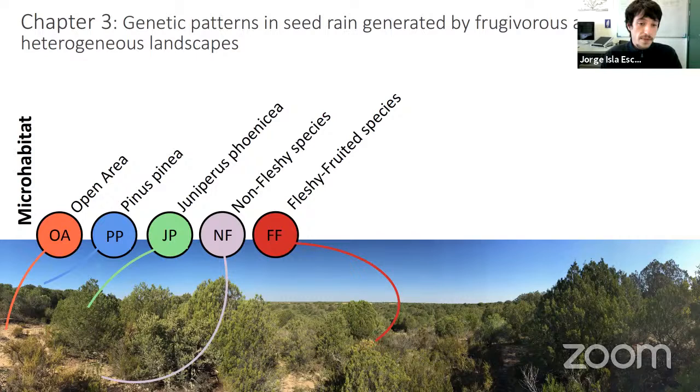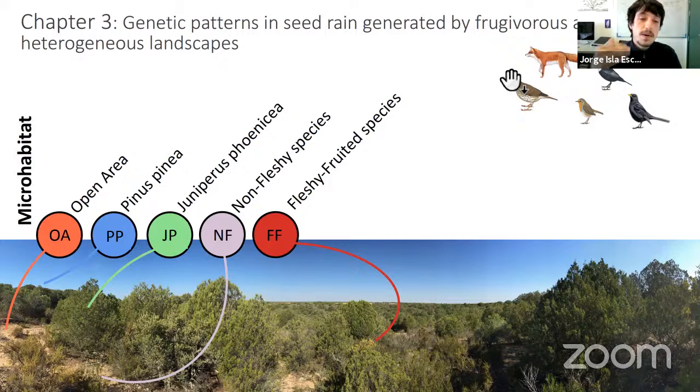The first point is that different frugivorous animals have different preferences to occupy this type of microhabitat or to disperse the seeds in this type of microhabitat. For example, the red fox or the mammals commonly use the non-fleshy species to delimit their camp area. But there are other species, like the blackbirds or the robins, that commonly use other types of areas like Pinus pinea or under a juniper plant. So this is the classification of the microhabitat.